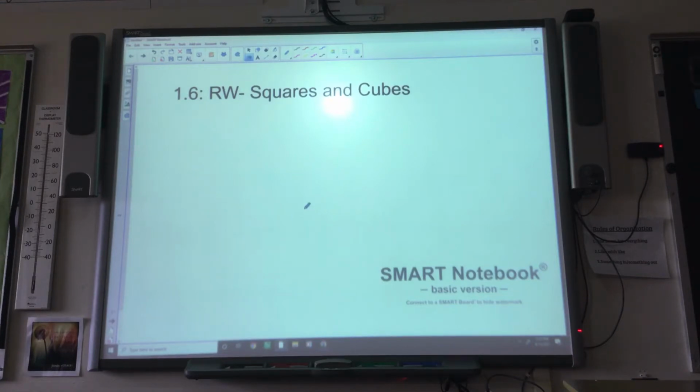There we go. So it says the volume is 1,728 inches. Whoops, that's inches cubed. And the area is 144 inches squared.